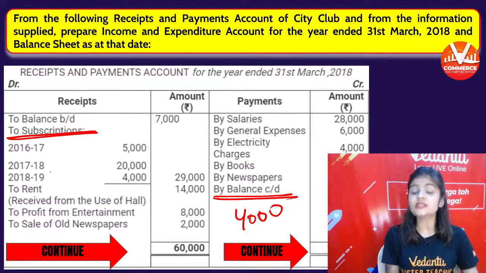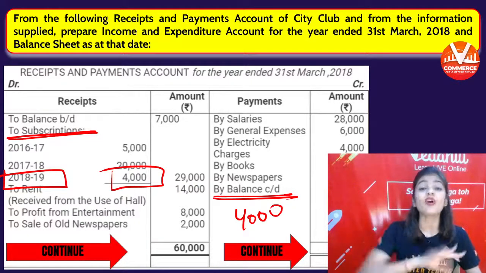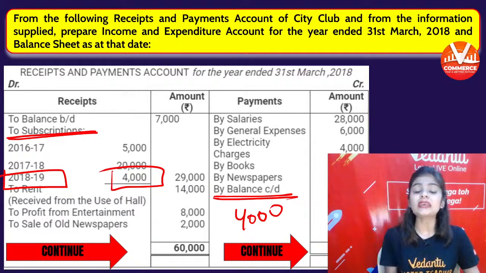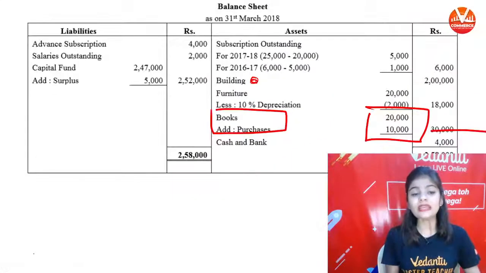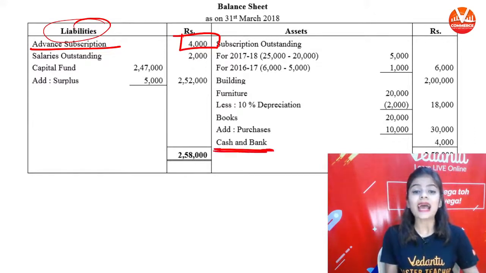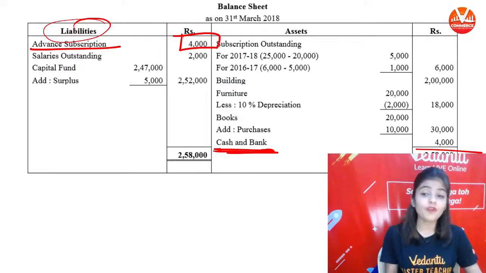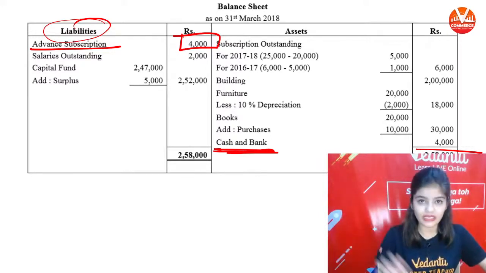And subscriptions received for the future year, for next year, 4,000. Subscription is received for 2018-19. You are receiving subscription in advance for the next year. So this is your liability. So in the closing balance sheet, advance subscription on the liability side 4,000, and cash at bank closing balance 4,000. Now we have recorded each and every item.